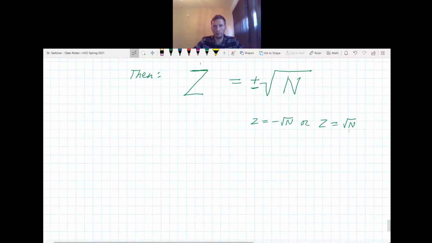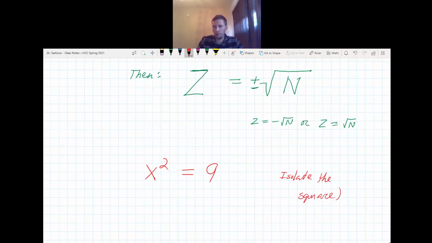You may wonder, maybe a little confused. But look, let's go back to the problem and solve specifically what we had. X squared is equal to 9. I gave you that specific problem. And the square is already isolated. X squared is by itself. That's the one trick we sometimes want to do: isolate the square. Okay, you have x squared is equal to 9.